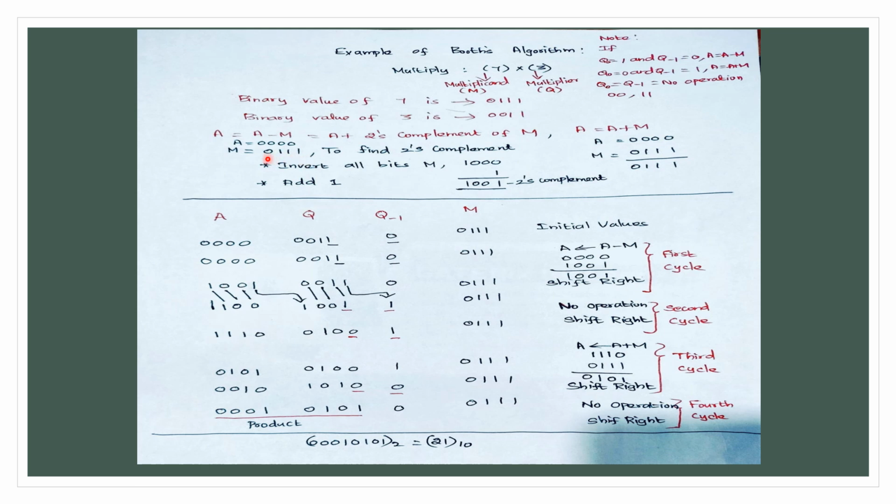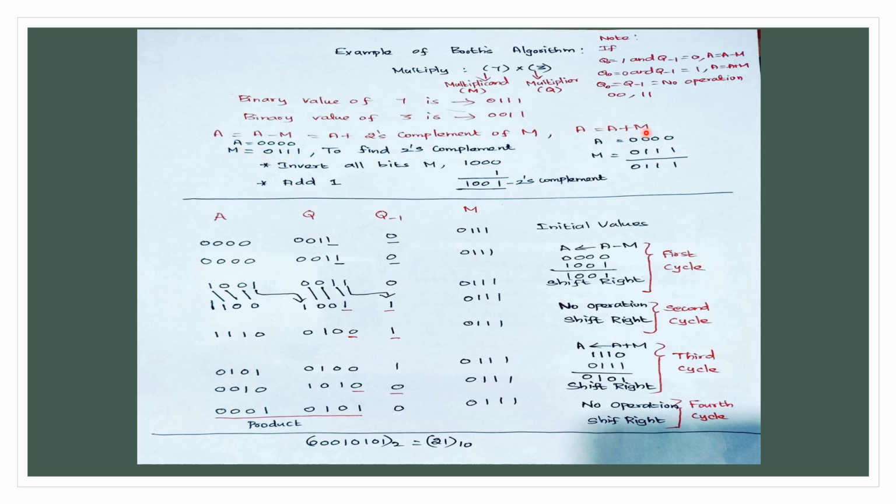So for A plus M, we need to find the 2's complement of M. To find the 2's complement, invert first. This is M, 0, 1, 1, 1. Invert all bits of M. If it is 0 we invert to 1, if 1 then 0, like that. So the 1's complement of 0, 1, 1, 1 is equal to 1, 0, 0, 0. Then we add 1 to the 1's complement to get the 2's complement. So after adding, we get 1, 0, 0, 1. This is the 2's complement of the multiplicand.